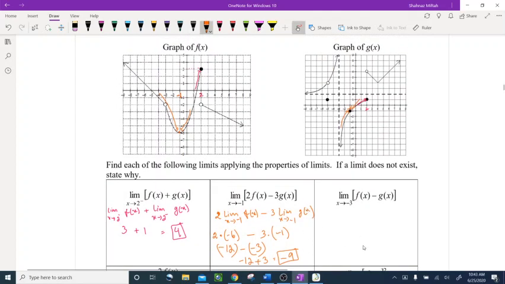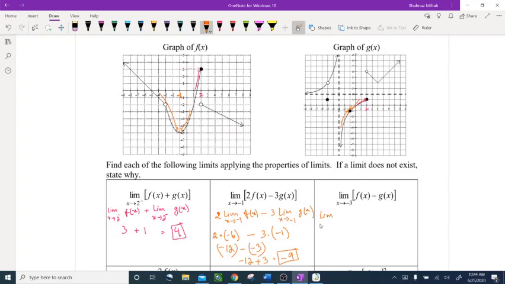Okay, let's do this question. This one is the limit as x approaches -3 of f of x minus g of x. So let's apply the properties first, because I have two functions right there. Whenever you see two functions, adding, subtracting, multiplying, dividing, apply the properties first.